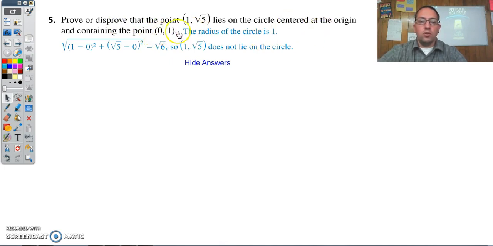It's centered on the origin. This is 1 unit from the origin. So now we're going to do the distance formula with this point from the origin. So h and k are 0. And we come up with square root of 6. And the square root of 6 is not 1. Therefore, this point is not on the circle because it's too far away. Right? It doesn't have the same radius. So, no good. All right.